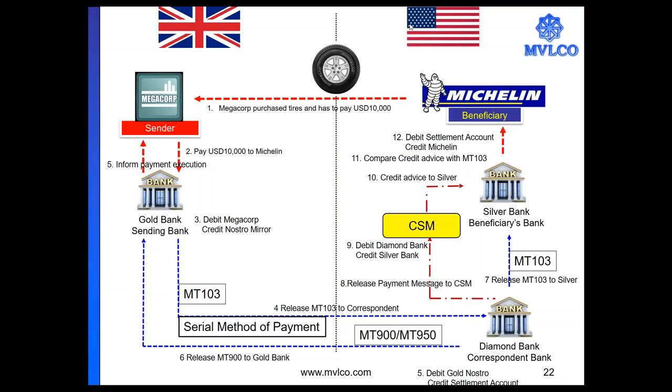Now coming to the first part, which is the core message. In a core message, when the message is created, Gold Bank can be identified either by option A, Gold Bank's BIC, or option D, Gold Bank's name and address.